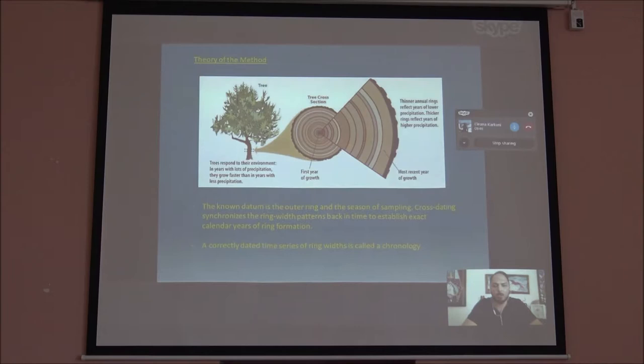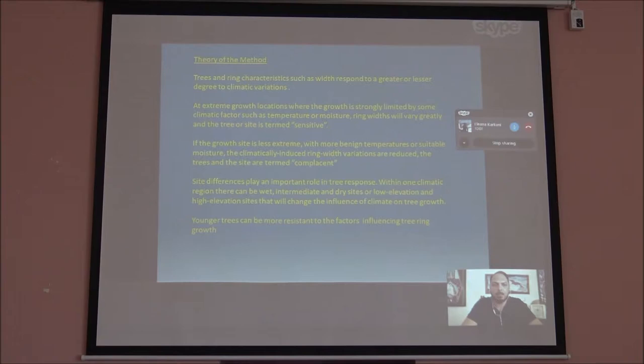Cross-dating or overlapping synchronizes the ring patterns back in time to establish a precise calendar of ring formation. A correctly dated time series of ring widths is called the chronology. Tree ring characteristics, such as width, respond to a greater or lesser degree to climatic variation. At extreme growth locations, where growth is strongly limited by some climatic factors, such as temperature or moisture, ring width will vary greatly and the tree or site is termed sensitive.